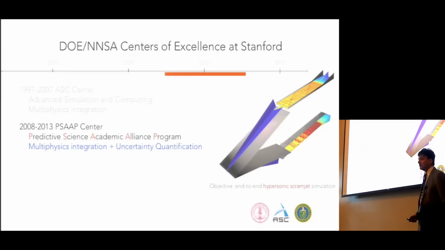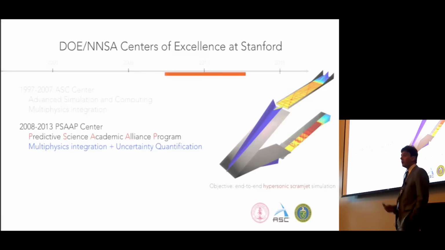PSAP stands for Predictive Science Academic Alliance Program, and predictive is the keyword here. The addition is that we are continuing to do multiphysics integration, but in this case, we are adding the concept of confidence. How can we quantify the confidence in those simulations? Uncertainty quantification is sort of the keyword for that. Our focus is still a propulsion system, in this case, a high-speed propulsion system, a hypersonic vehicle combustor, a scramjet. And this project just finished in April, early this year, in 2013.